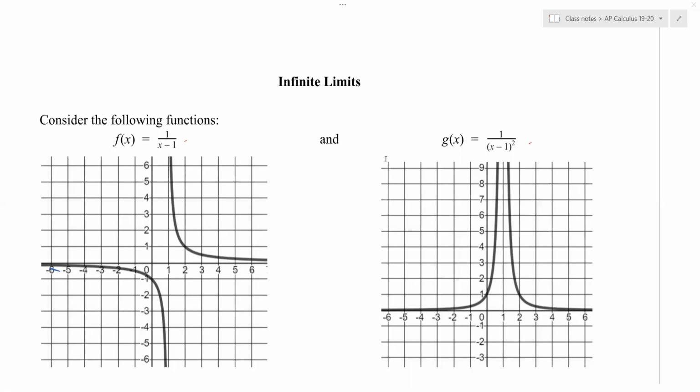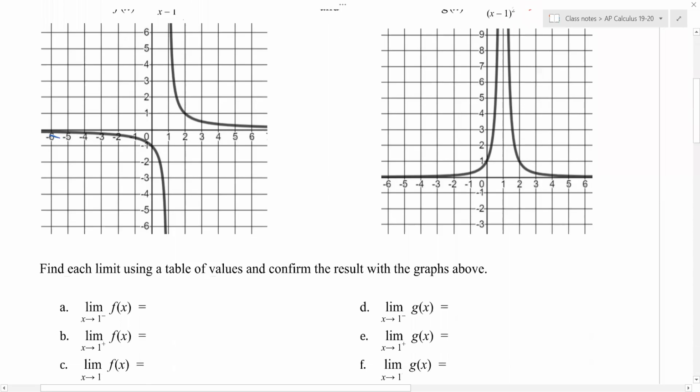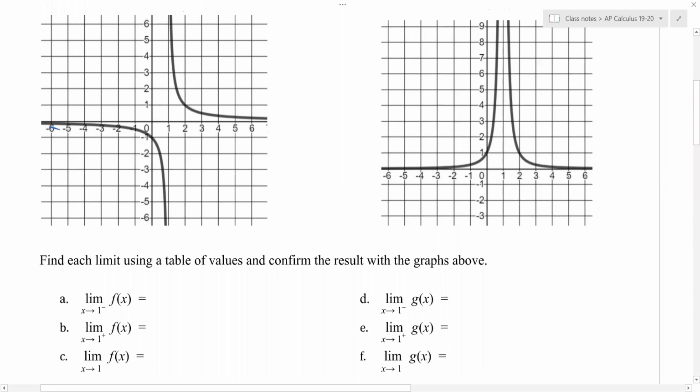Today we're going to talk about infinite limits. So let's look at these two functions here. We have f of x equals 1 over x minus 1, and we have g of x equals 1 over x minus 1 squared. So let's find these limits.